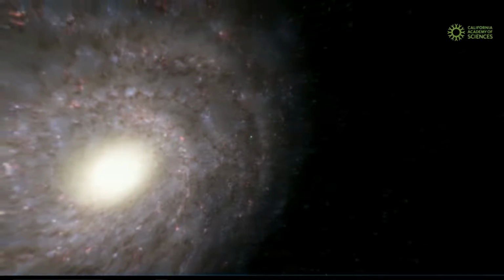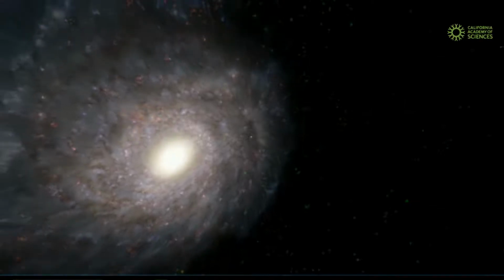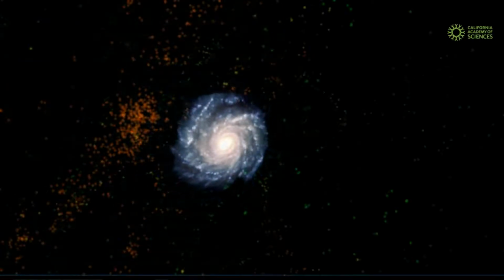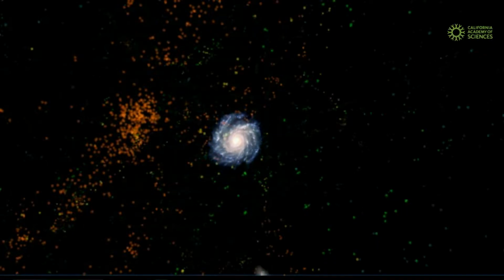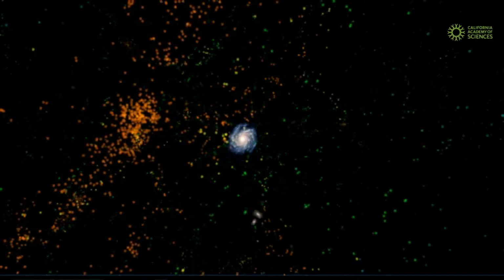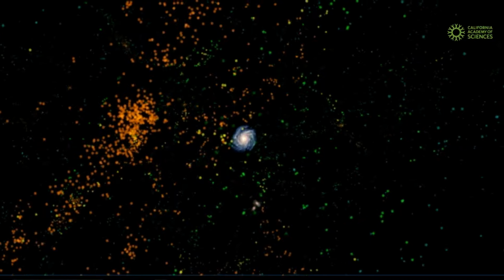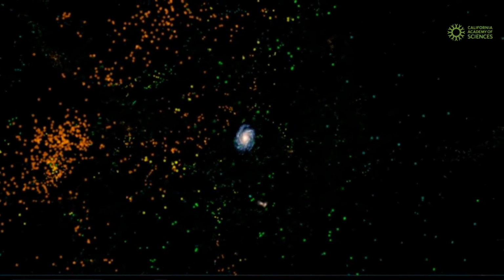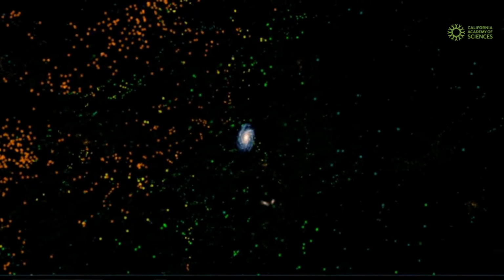But there are some other galaxies that are even bigger than this. And there are lots and lots and lots of other galaxies as well. The Milky Way belongs to a small cluster of several dozen galaxies called the Local Group. And this is a small cluster. There are other clusters that are even bigger that contain thousands of galaxies.